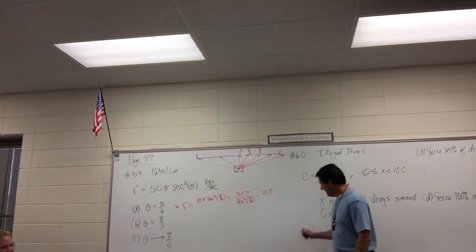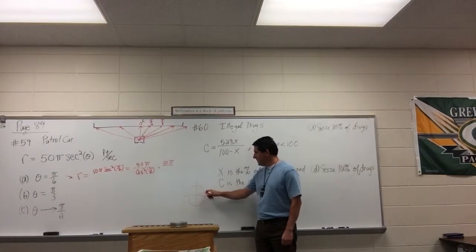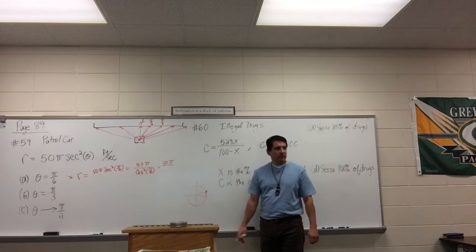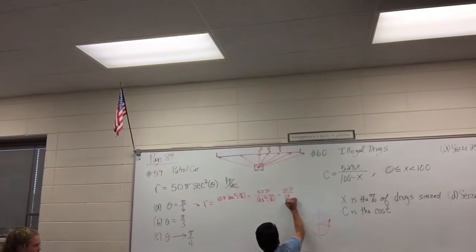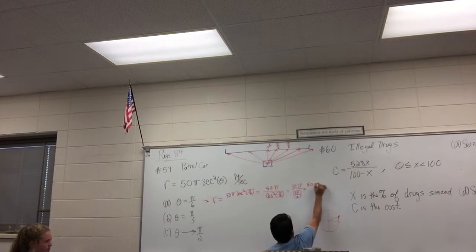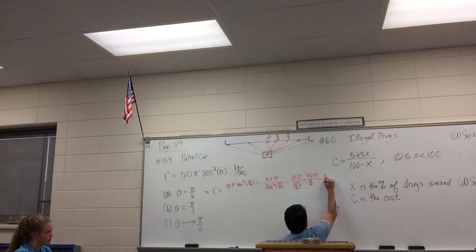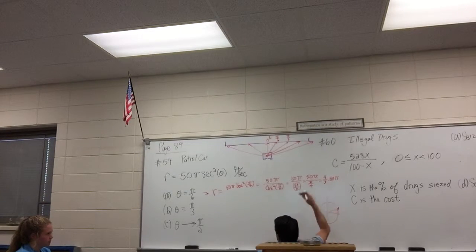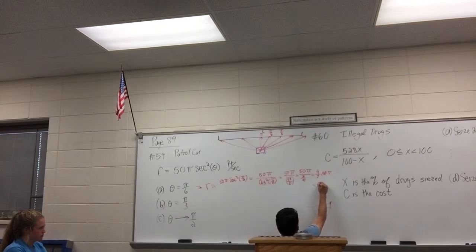Okay, cosine of pi over 6. So here's my circle. Pi over 6 is over here. Cosine is down. So it's square root of 3 over 2. So it's square root of 3 over 2 squared, which is 50 pi over 3/4, which means that it's 4/3 times 50 pi. Multiply by reciprocal. So 200 pi over 3.